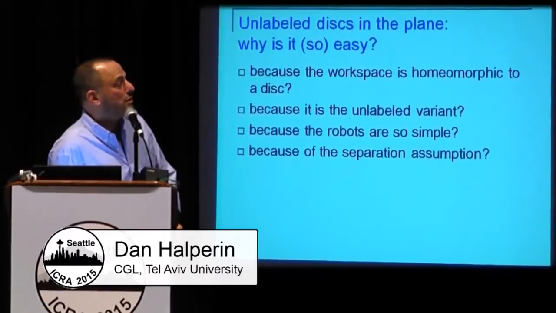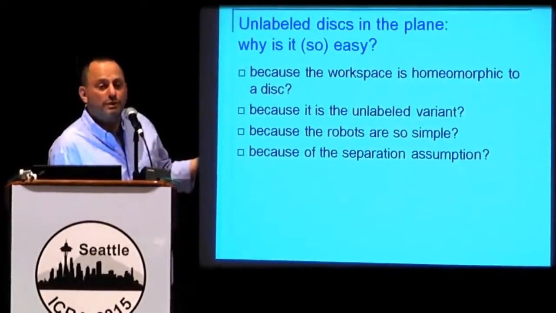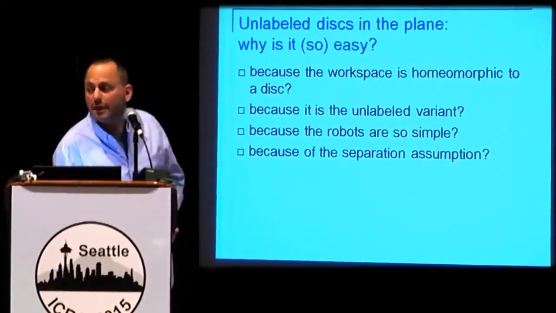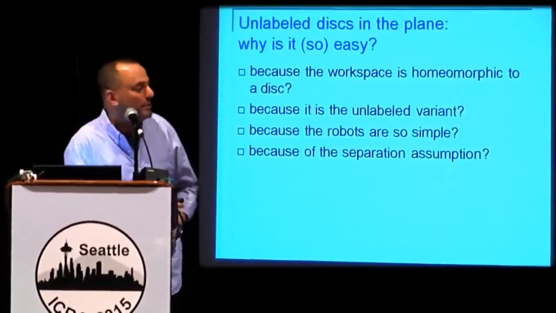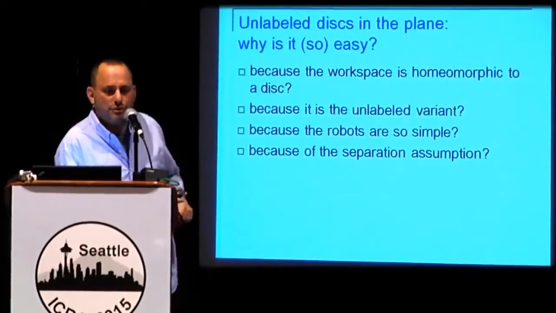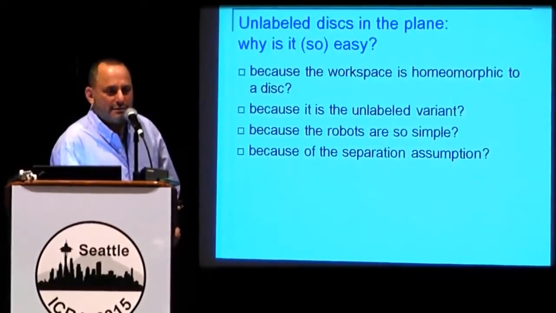Is it because the workspace is a simple polygon? It is homeomorphic to a disk. It doesn't have holes in it. Is it because it is an unlabeled variant? Is it because the robots are so simple? Or is it because of the extra separation assumption? So now let's take each of these assumptions and examine them.